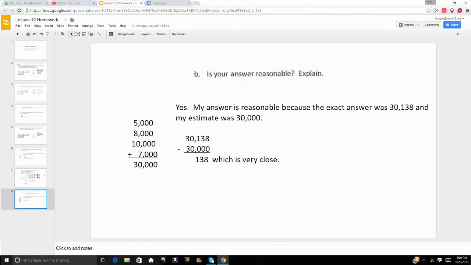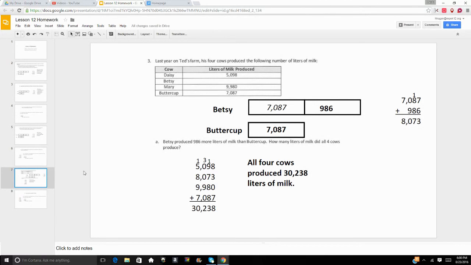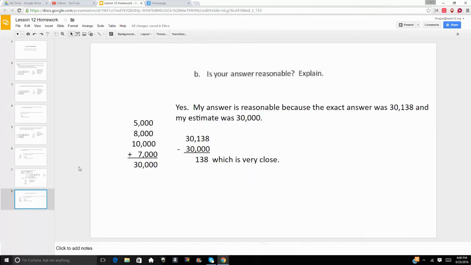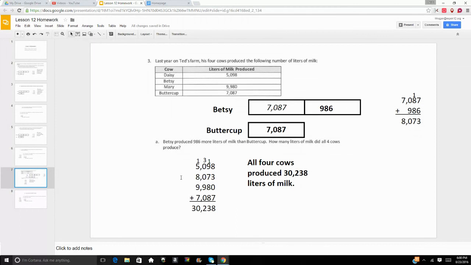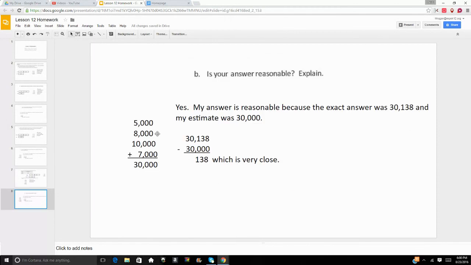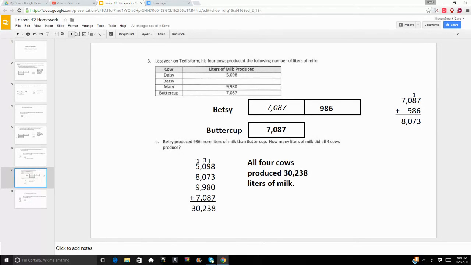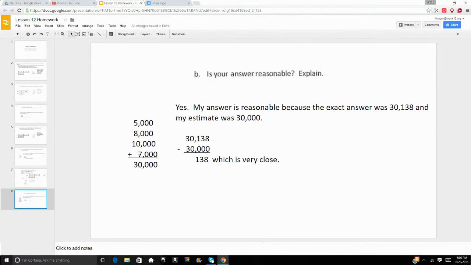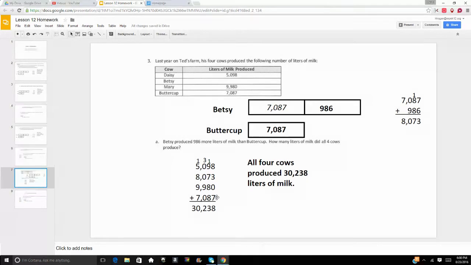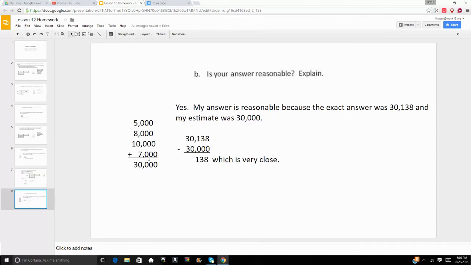Uh-oh, now we have to estimate. So we can say 5,098, 5,000. 8,073, 8,000. 9,980, oh, well, that is close to 10,000. And 7,087 is close to 7,000.